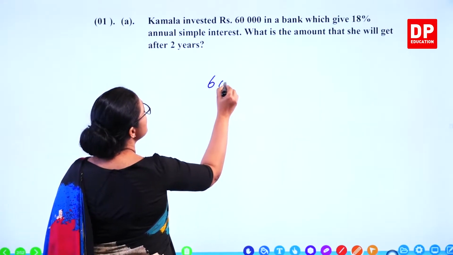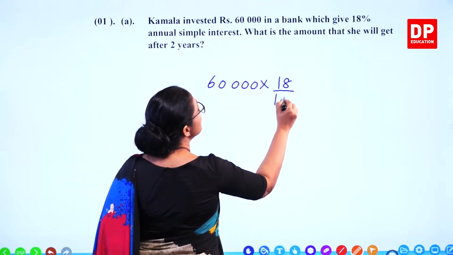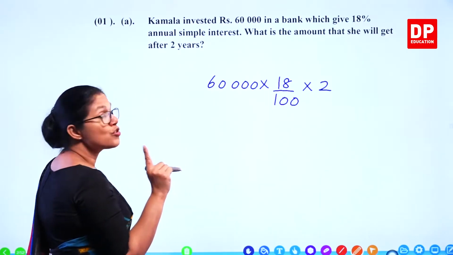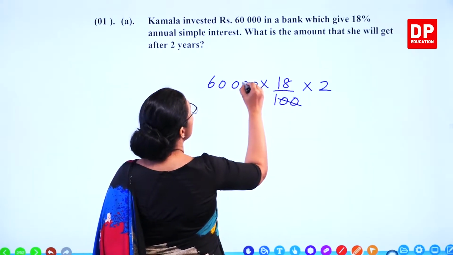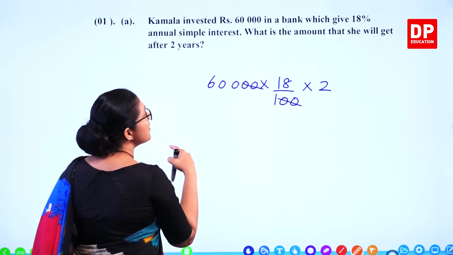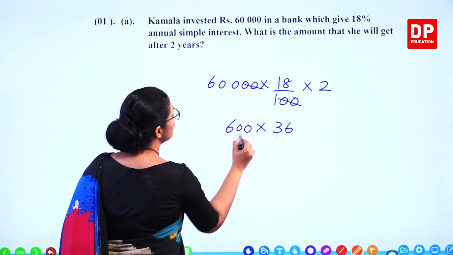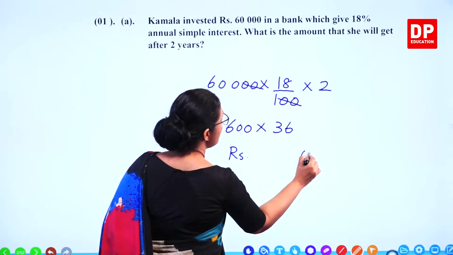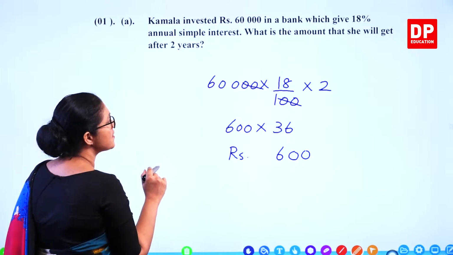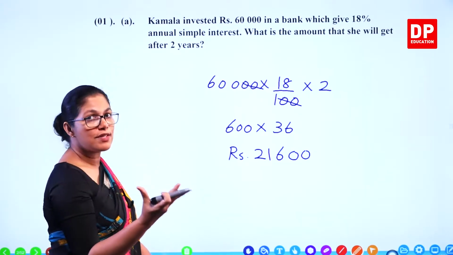So 60,000 is the amount invested. Simple interest 18%. And this is for 1 year. Multiply by 2 to get for 2 years. So what's the value? Multiply by here, divide by 100. 2 times 18, 36. 36 times 600. So you get 0, 0. 6 times 6, 36. 3 remaining. 6 times 3, 18 plus 3, 21. So 21,600 is the interest she is getting.